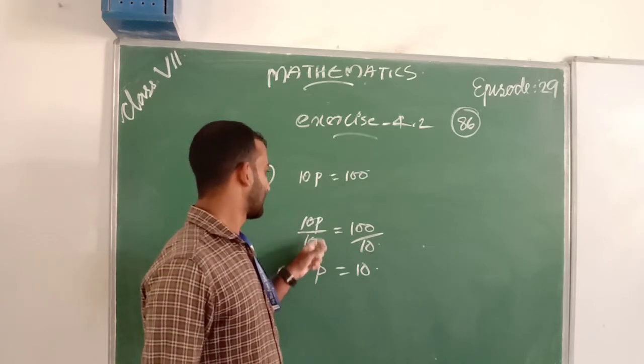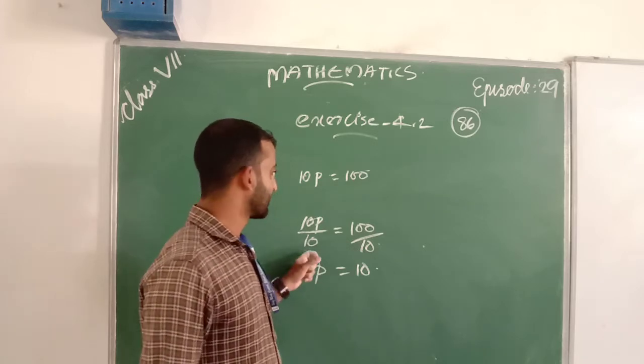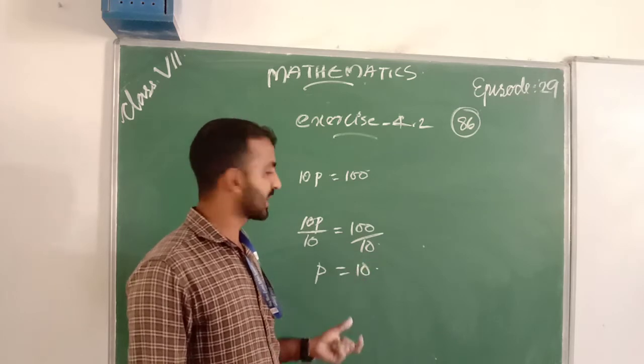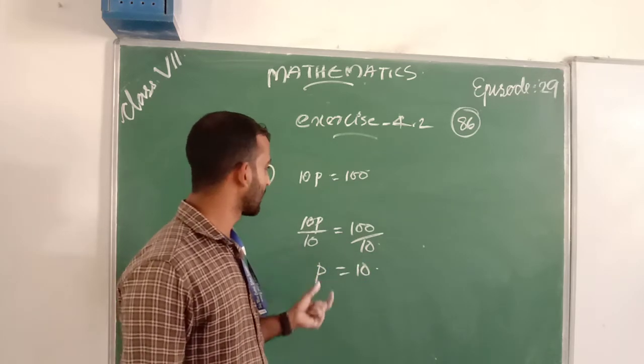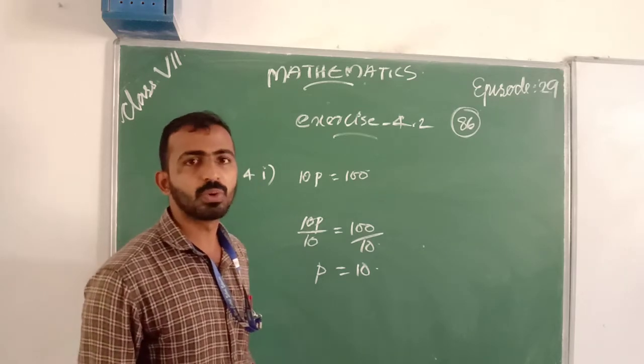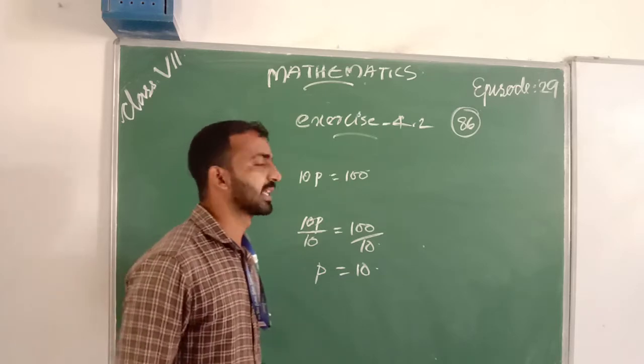10p by 10 equal to 100 by 10. That is, we divided by 10 on both sides. Then we get 10p by 10 equal to 100 by 10. That is p equal to 10. Is it? Yes.